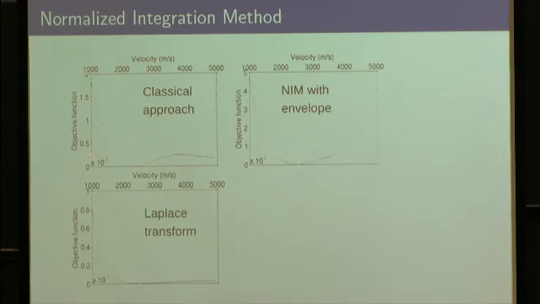So in the classical approach, you have this kind of shape, okay, with a number of local minima. And with the normalized integration method, you have here, in that case, a single minimum around here, and you have this nice shape. I skip the Laplace transform, where also you have this nice shape, and I'll refer to the talk by Henri Calandra this afternoon to discuss this.